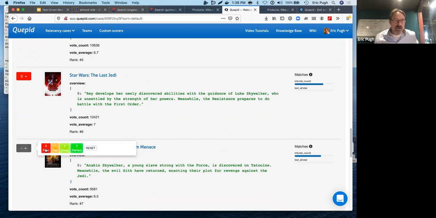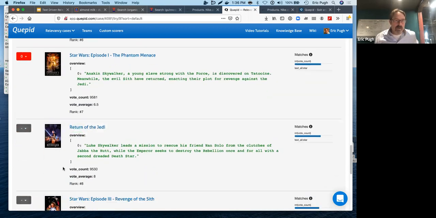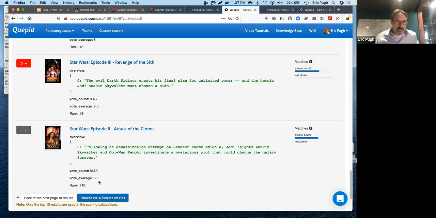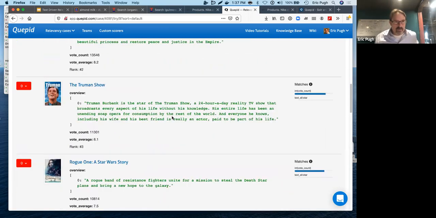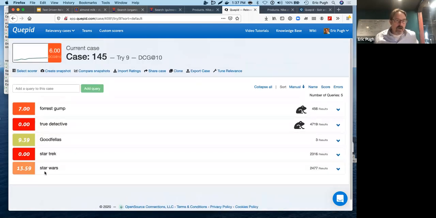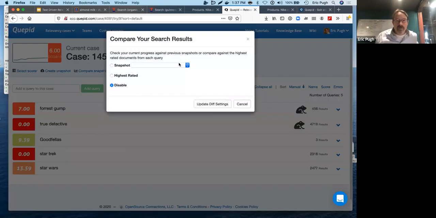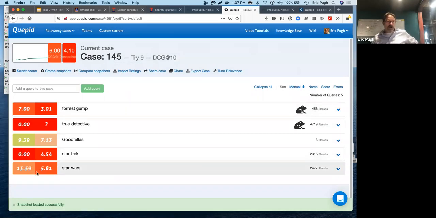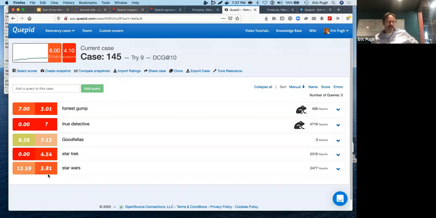Oh, this would be interesting to see. Did I actually improve search, or did I just make it a popularity search using vote count? So now I improved Star Wars, but Star Trek got worse. And in fact, I can compare that. Let me go look and see against my baseline. It's a little odd that the current result is on the left and the baseline's on the right. I always feel like it should be flipped. So I improved Star Wars. I went from 5.81 to 13, but Star Trek got worse. It went from 4.54 to 0.